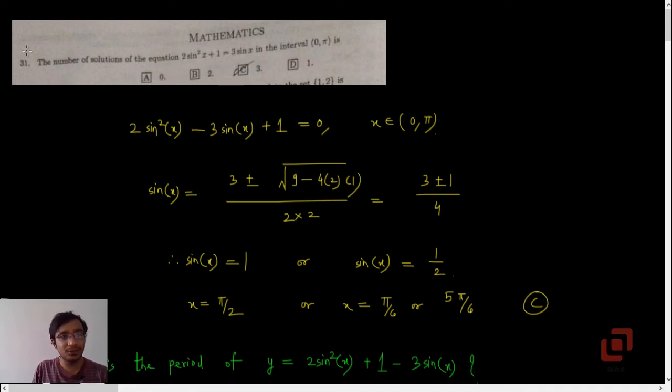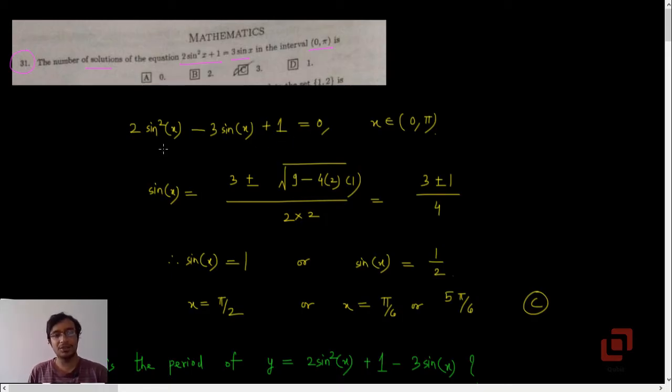So the first one is question number 31. The number of solutions of the equation 2 sine squared x plus 1 equal to 3 sine x in the open interval 0 to pi is: 0, 2, 3 and 1.